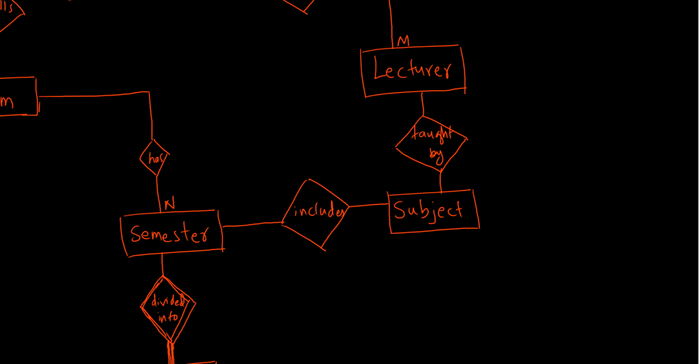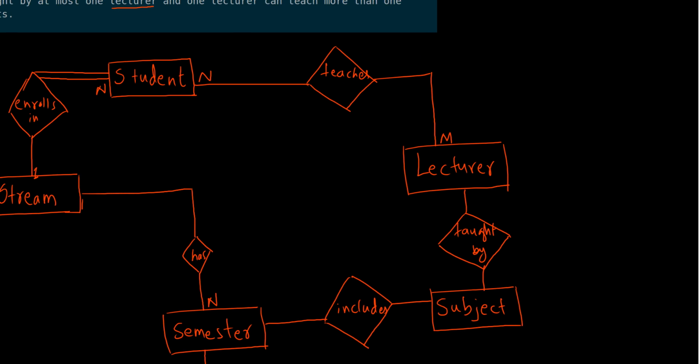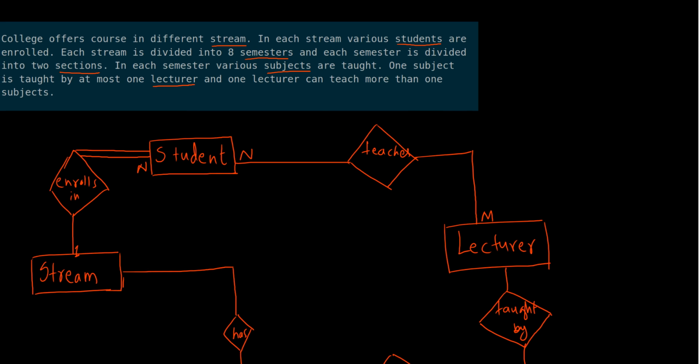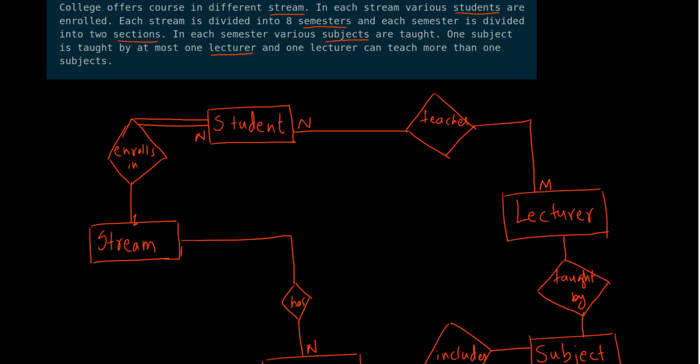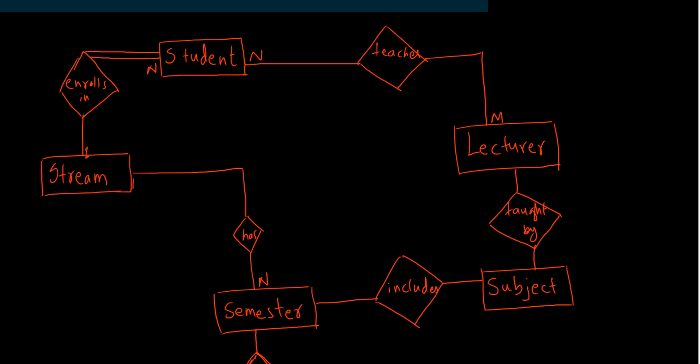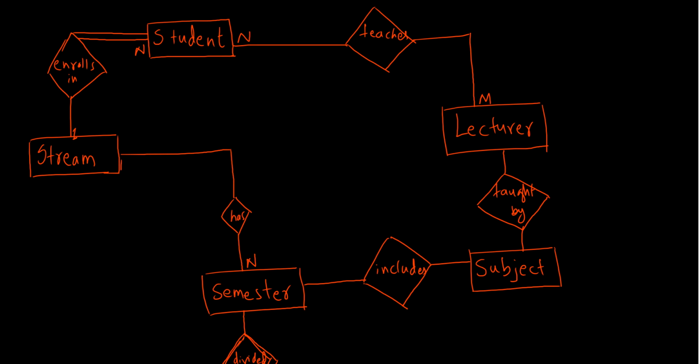Another one is lecturer and subject. In this case, this is mentioned clearly in the question that one subject is taught by at most one lecturer, and one lecturer can teach more than one subject. So we don't need to make any assumptions here. We can directly say this is a one to many relationship. This is mentioned clearly in the question itself.